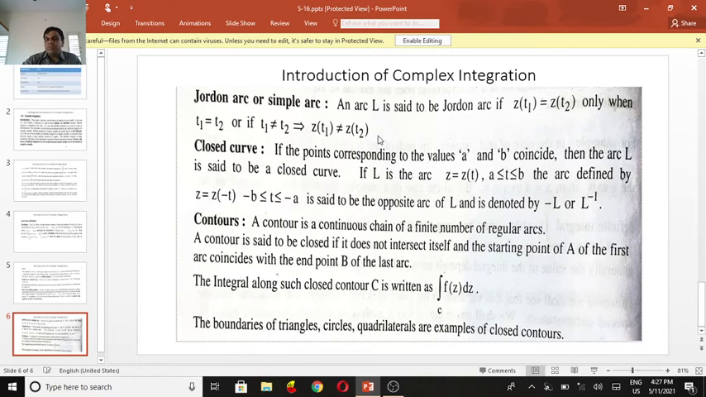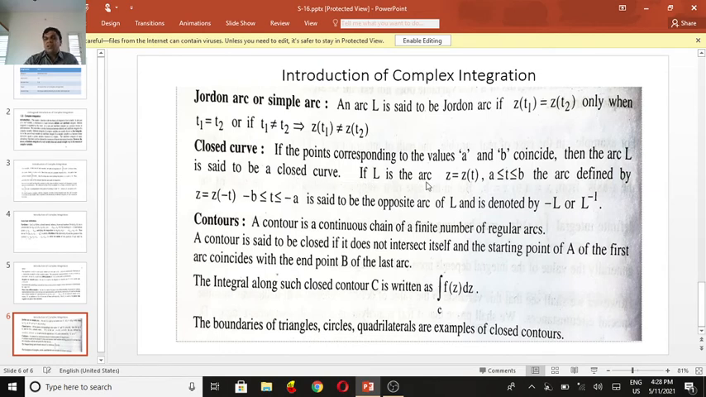In the same way, for a closed curve: if the points corresponding to the values a and b coincide, then the arc L is said to be closed. Refer to this: the points corresponding to a and b coincide, then the arc L is said to be a closed curve.